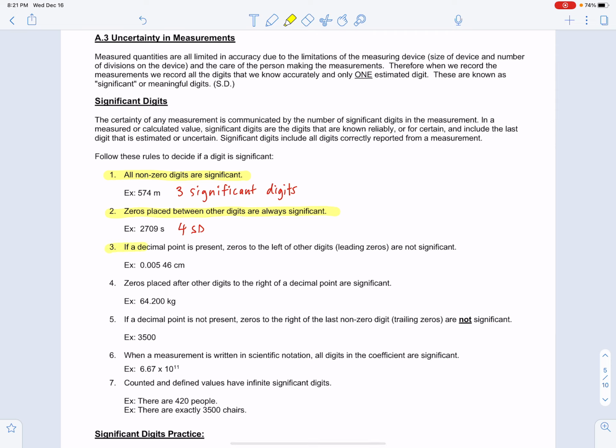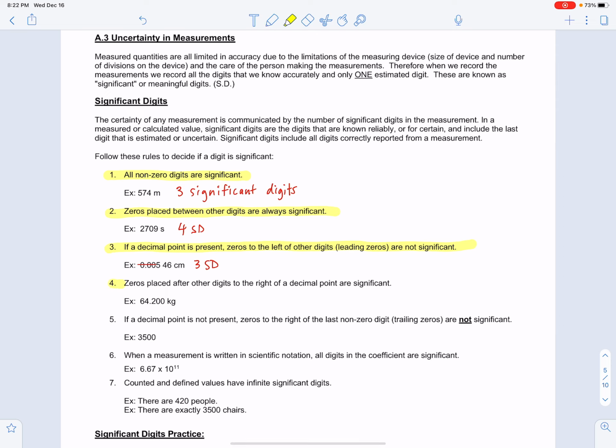Rule number 3. If a decimal point is present, zeros to the left of other digits, called leading zeros, are not significant. So let's take a look at this number. It's a small number, 0.00546 centimeters, and it leads with zeros. So any zeros to the left of other digits are leading zeros. They don't count as significant digits, and you can strike them out when determining how many significant digits this measurement has. So only the 5, the 4, and the 6 are significant. Therefore, we have 3 significant digits.